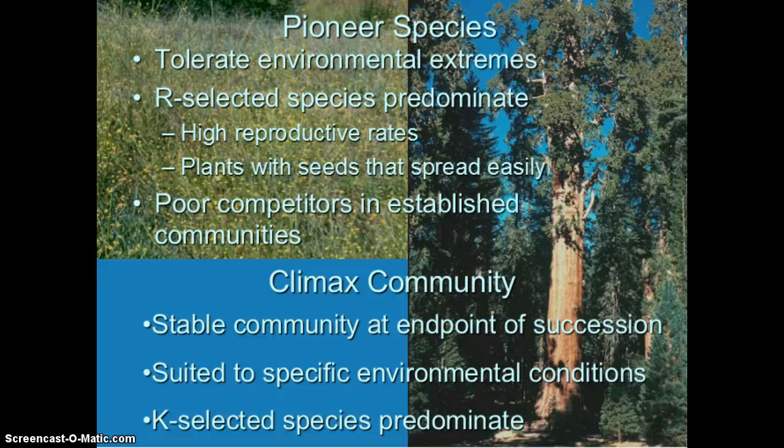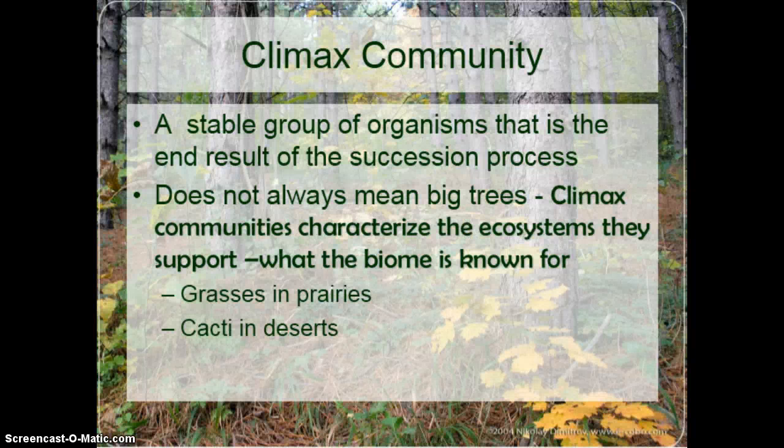Then we have the other end of the spectrum, which is the climax community. These are the nice stable communities at the end of succession, and these are best suited to those specific environmental conditions at that site. And the K-selected species tend to be the dominant ones in your climax communities. And again, we'll come back to what that is later. But a climax community is basically the end result.